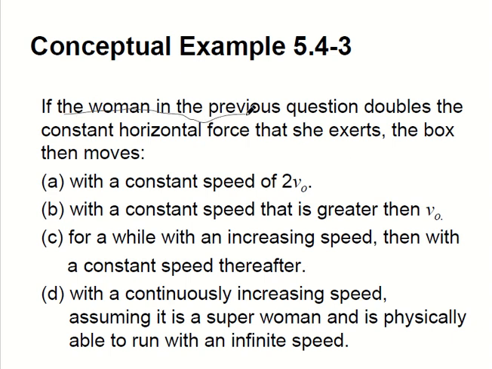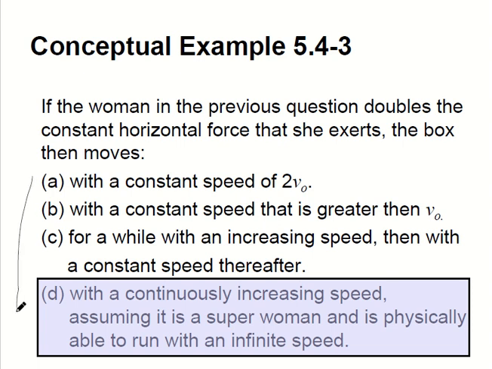So if the woman in the previous question puts in double the effort, doubling the constant horizontal force, the box is now going to move. It doesn't say anything about constant velocity. So you have to understand that a constant speed of 2 times can't happen, because the movement with the constant velocity v0 has been broken, the equilibrium has been broken.